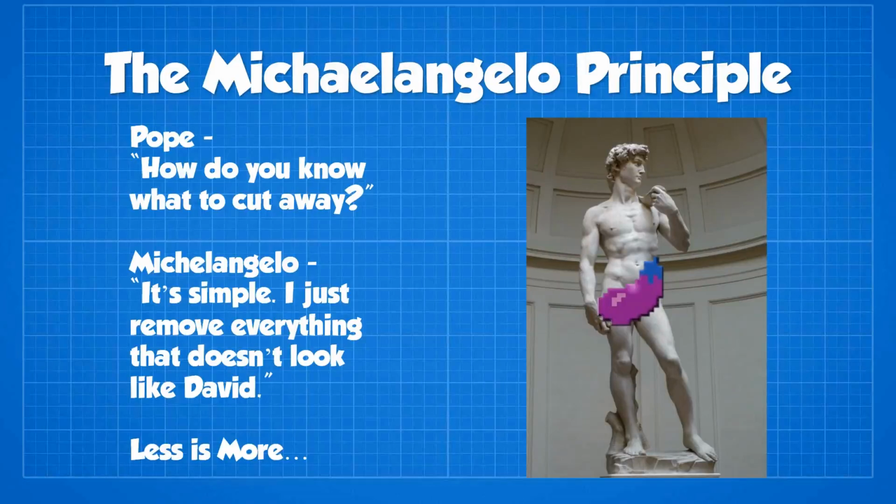Michelangelo had a principle that he used in making art, and the Pope once asked him, how do you know what to cut away? He's working on David, and he started with a huge slab of granite. And Michelangelo answered, it's simple. I just remove everything that doesn't look like David. Remember, when you're doing your own products, that less is more.